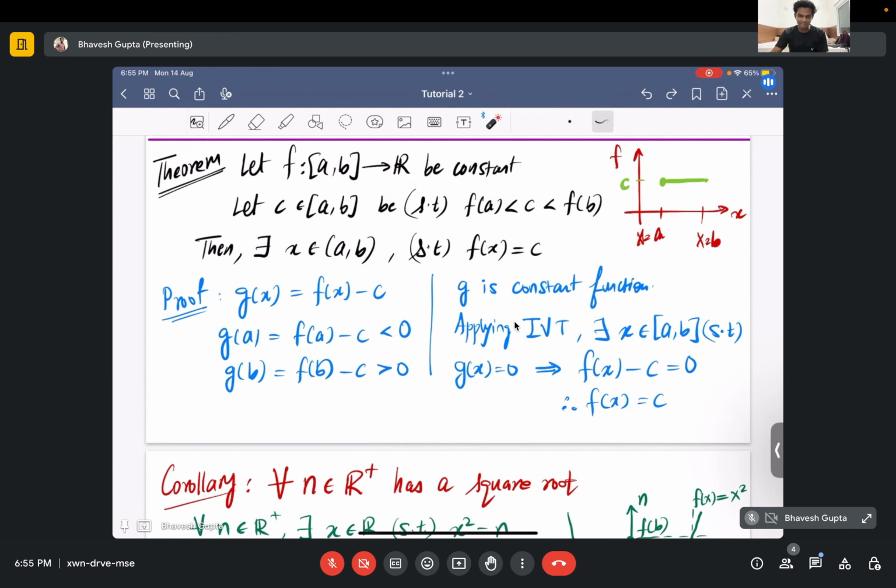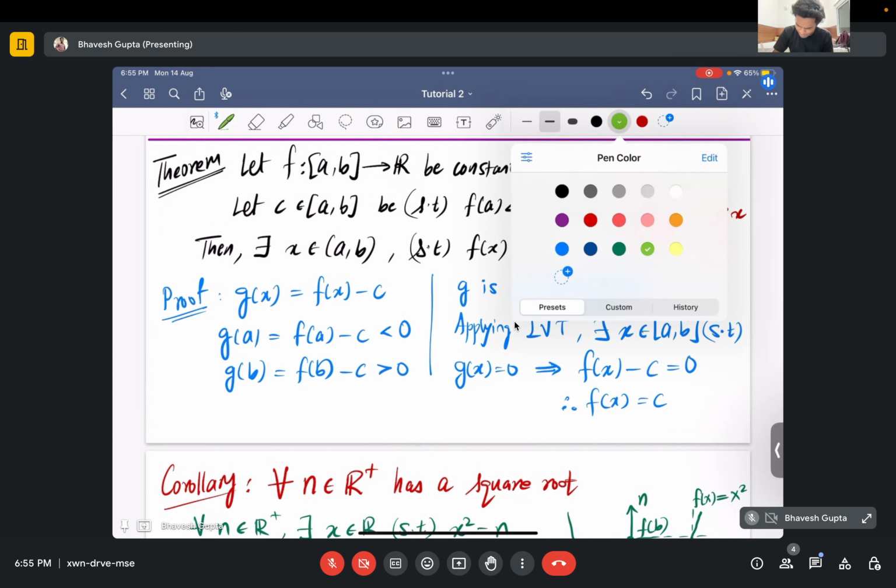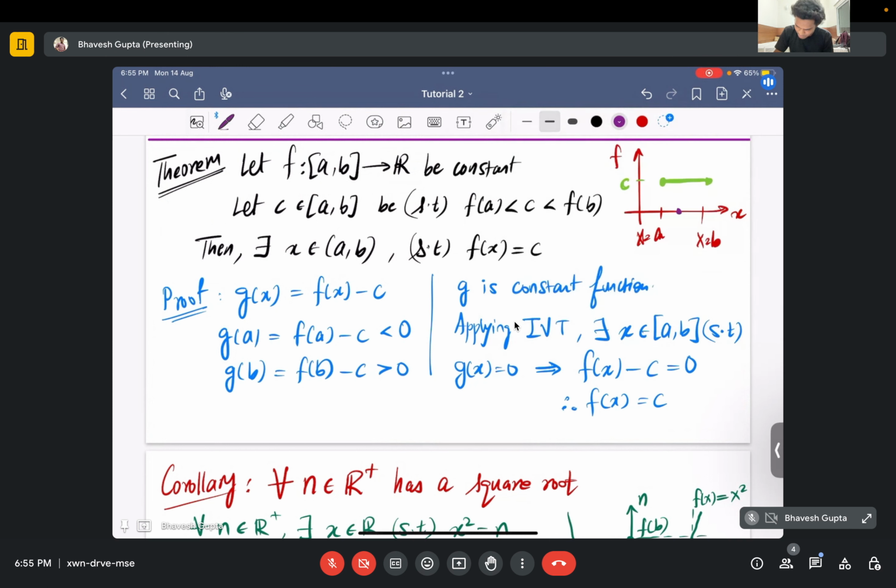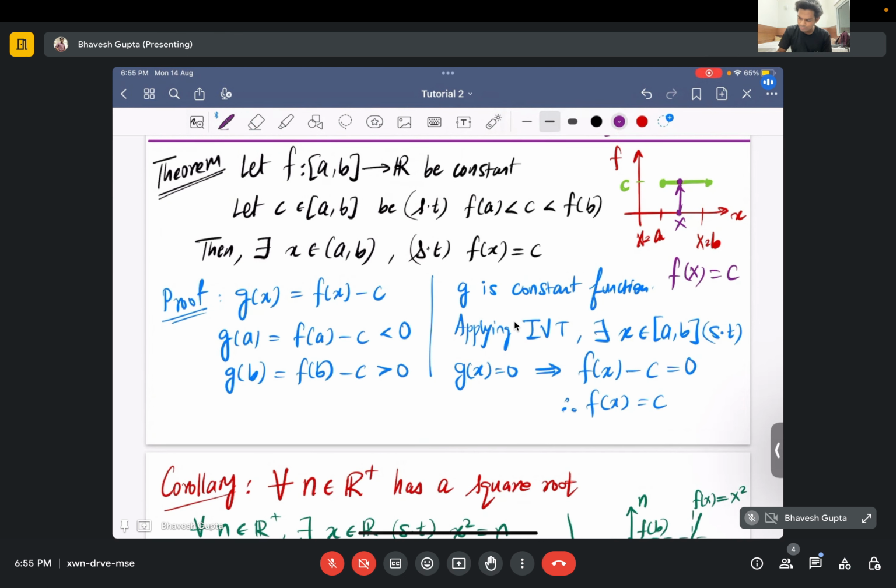If the function is continuous in a given range, and that function is constant in that given range, for example, this green curve, then I might always have a point over here which also satisfies this, right? For example, for x equal to c, the f of x, I always have this x such that the f of x is always c. This seems to be very trivial, nothing to write down.